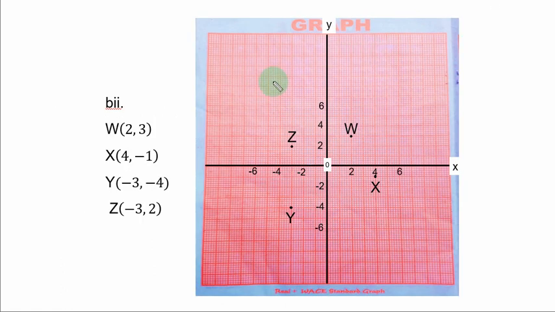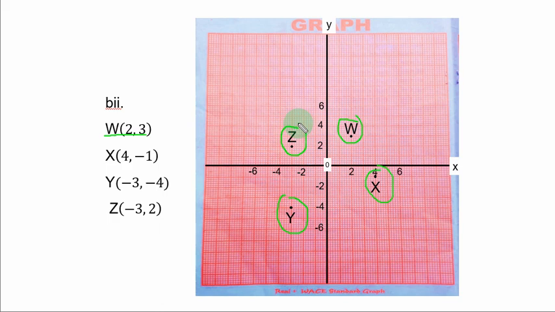So you have the two axes, OS and OY, and the scale is clearly stated, 2 cm to 2 units on both axes. So the first point here, when S is 2, Y is 3, is point W. This is the point for S, when S is 4, Y is minus 1. Then Y minus 3 and S minus 4, and Z, minus 3 for S and 2 for Y.